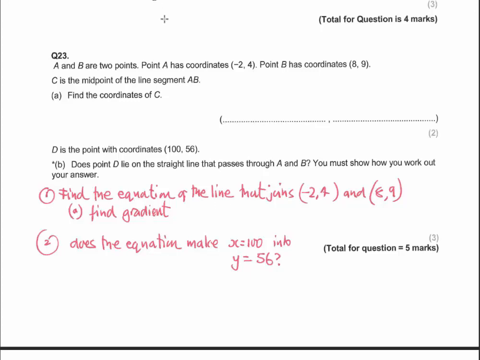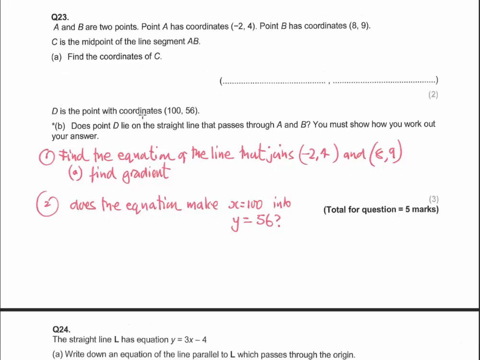Well, if C is the midpoint between A and B, it must be halfway between the 2 points. And that must mean that the x value is halfway between -2 and 8, and the y value must be halfway between 4 and 9. Hopefully that's given you a way of working out what the y value and the x value must be, and the coordinate of C.